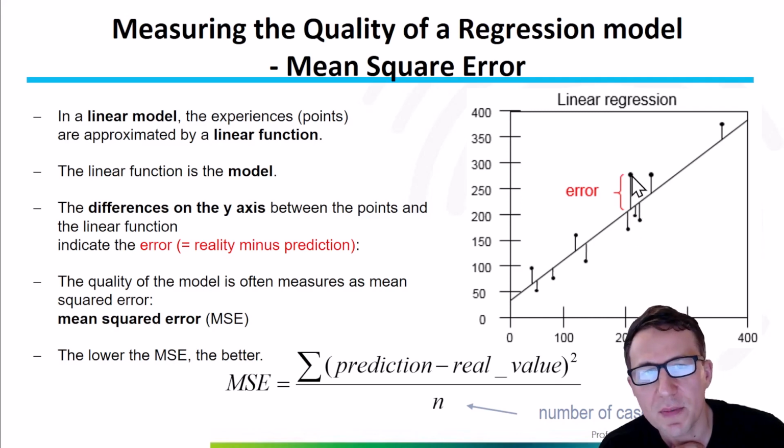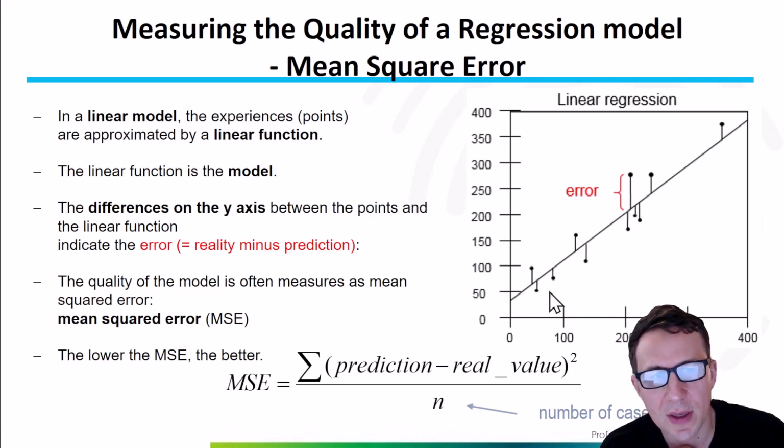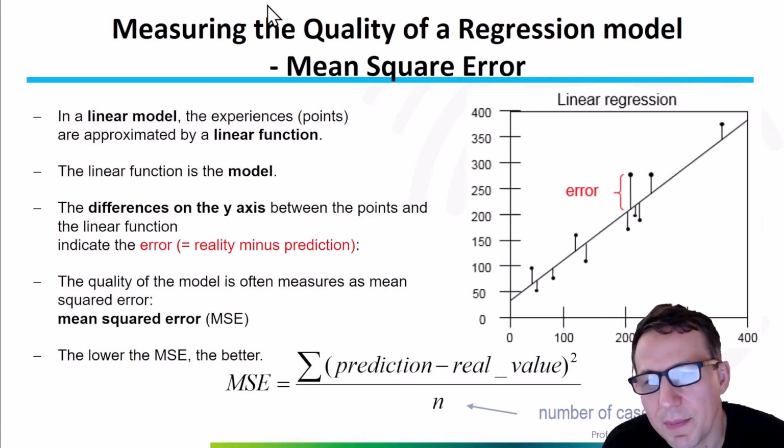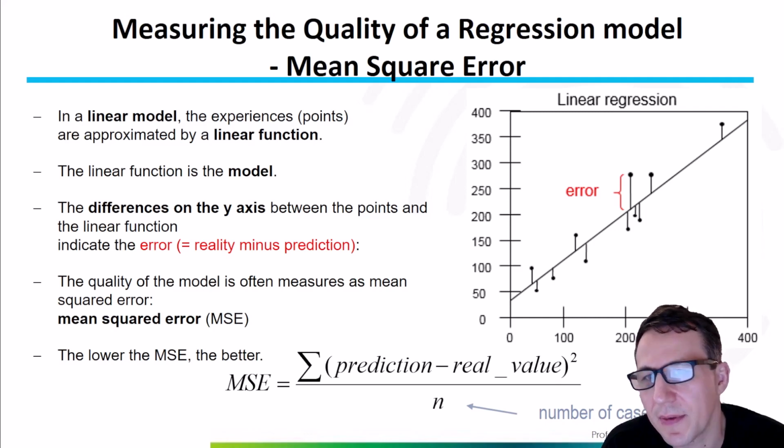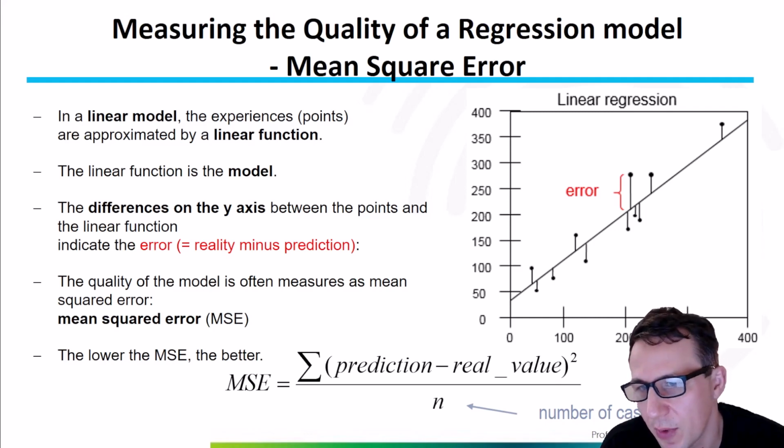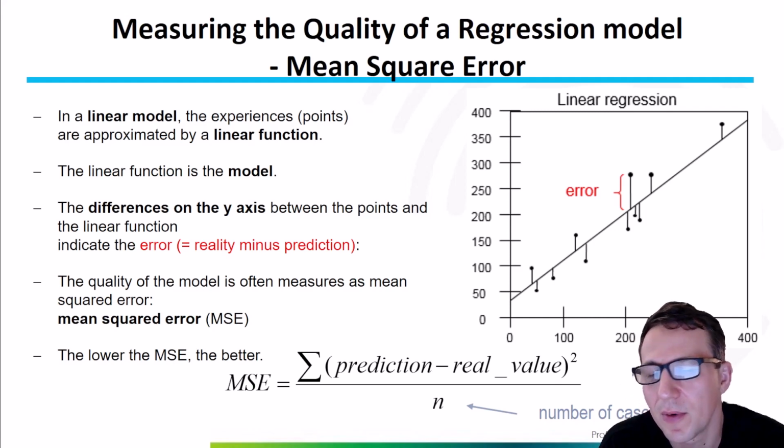And the performance metric that is usually used is the mean squared error, which means that you sum up all these squared errors and divide by the number of cases, which gives us the mean squared error. There might be other ways to evaluate the performance, but this is definitely the most common one. And you can use that for any kind of regression model. It's not only applicable for linear models.